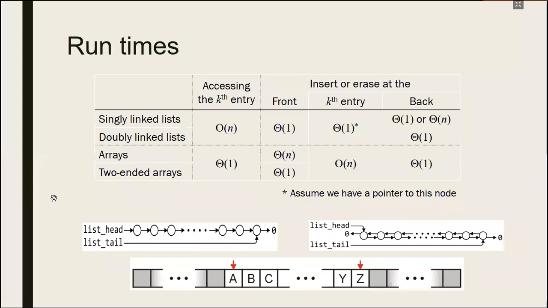Then we compare the run times. So as you can see, single linked list and double linked list, if you want to access the kth entry, we need order of n in both cases. In arrays, we just need order of 1.